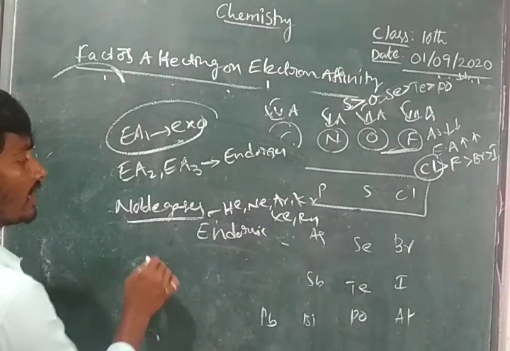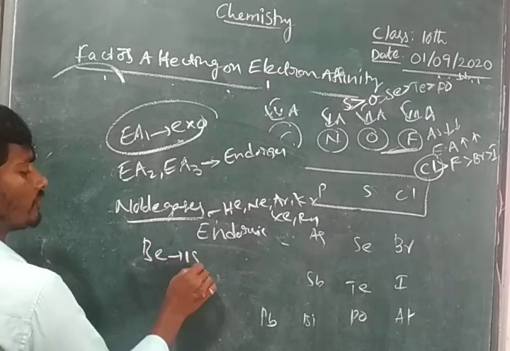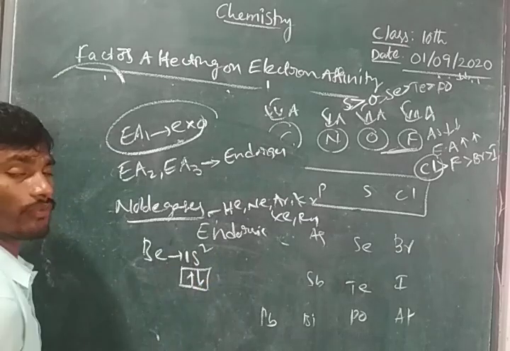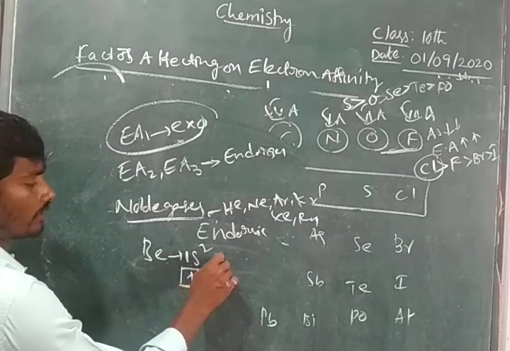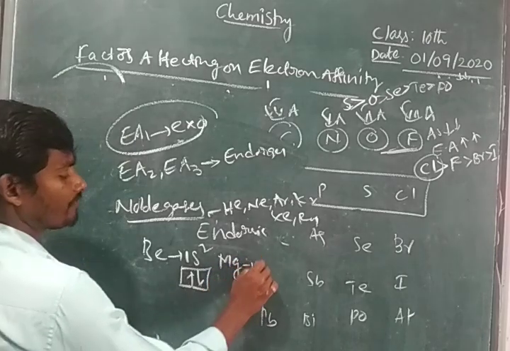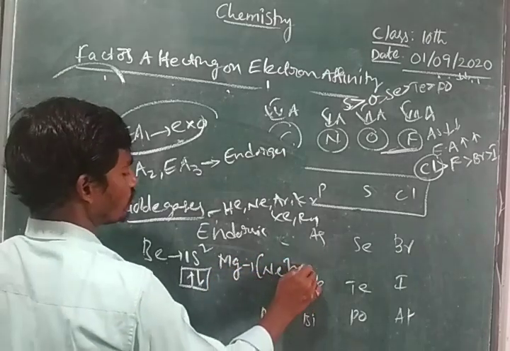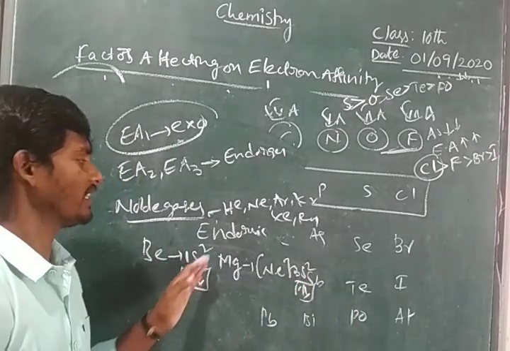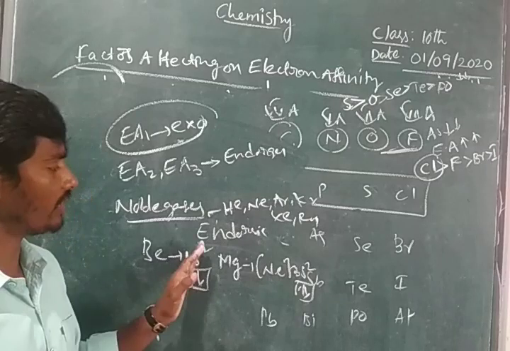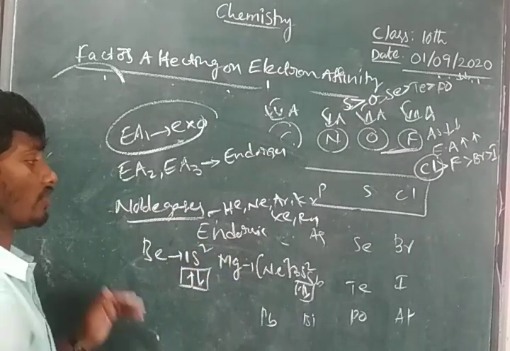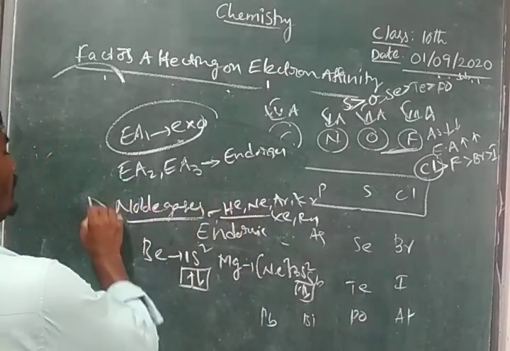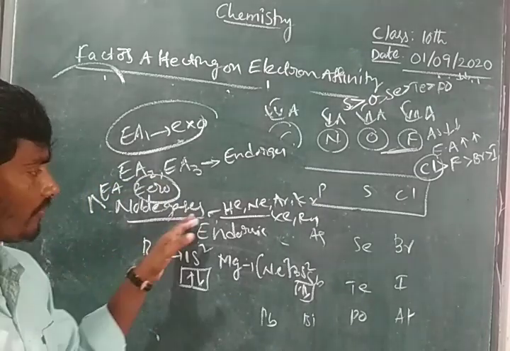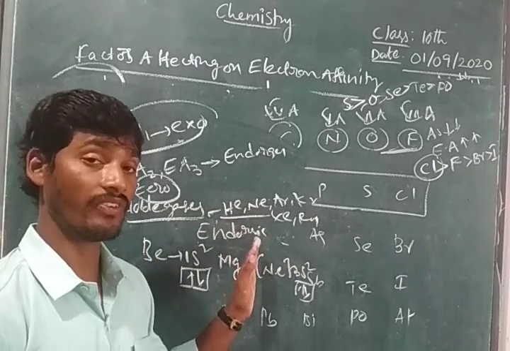And in some cases like beryllium, it is already filled with 2 electrons in the s orbital, so there is no chance to add one electron. Similarly magnesium: there is no chance to add an electron to the filled s orbital. So in these cases the EA1 value is endothermic. Sometimes the noble gases have electron affinity values of 0.